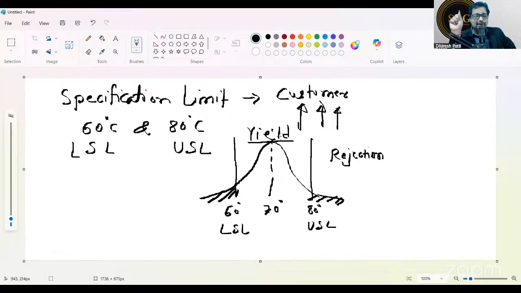Have you understood this one? So earlier we covered control limits. Now it is specification limit. Have you understood? Now I will plot the differences between these two limits. Okay, clear? Everybody with me?